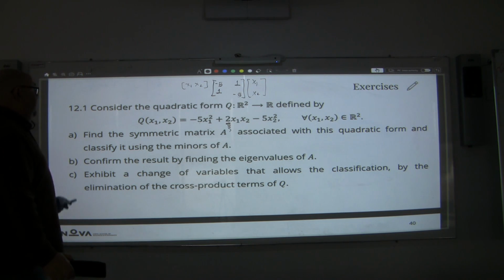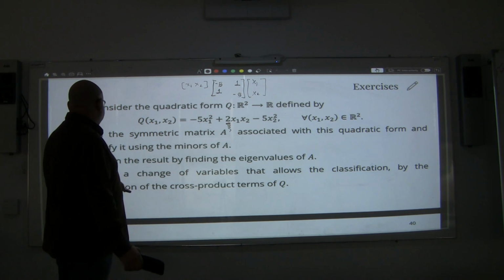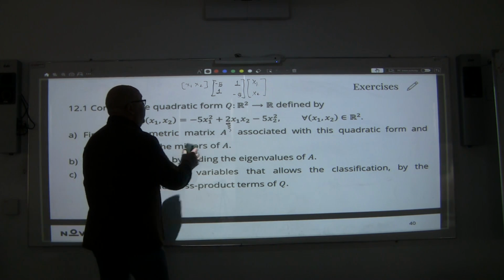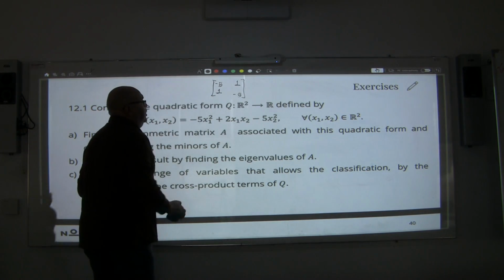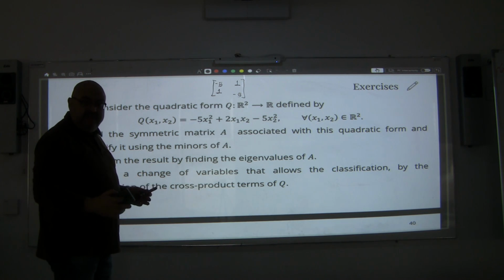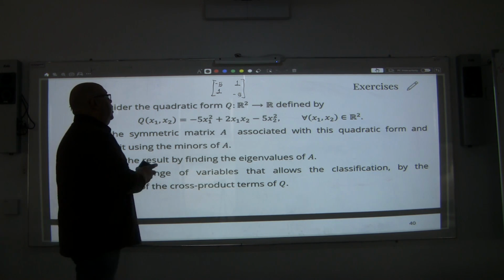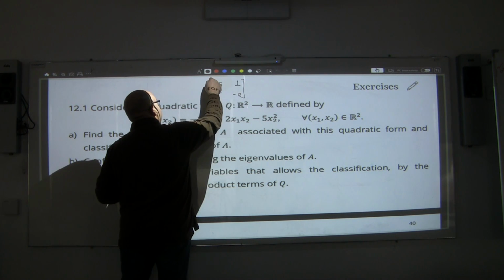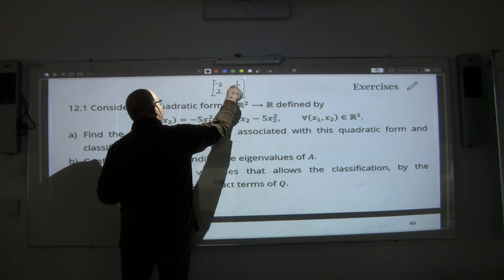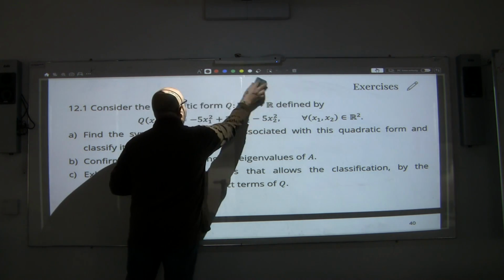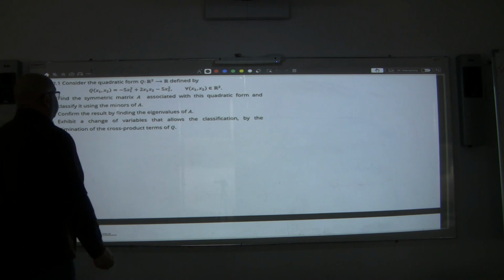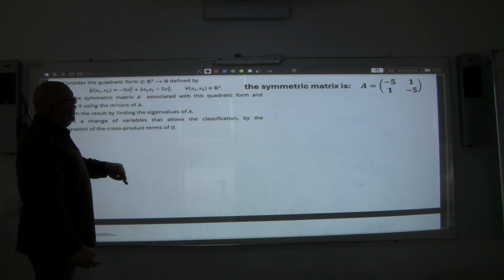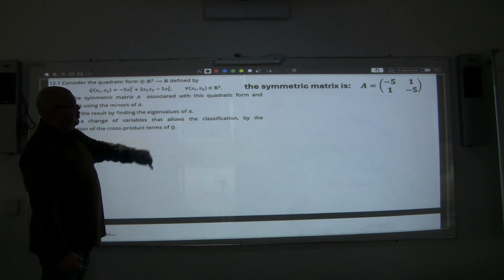He's asking you to find the symmetric matrix A associated with the quadratic form and classify it using the minors of A. Now I can classify using the minors of this matrix, which are -5, 1, and -5, according to the roots. If you remark, the first one of them is negative, and once you evaluate the second, it's going to be positive, which leaves you with a negative definite matrix, as you can see. So once more, this is the matrix, that's the quadratic form, -5, -5, 1, and 1.